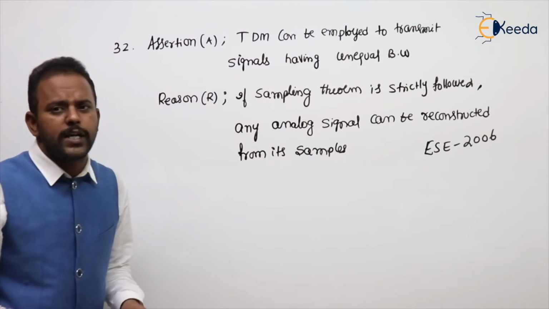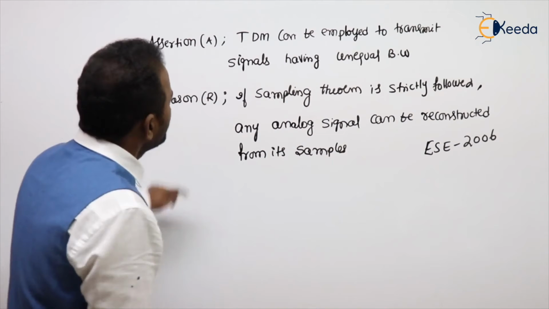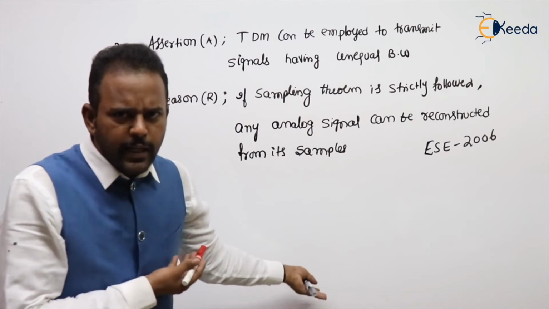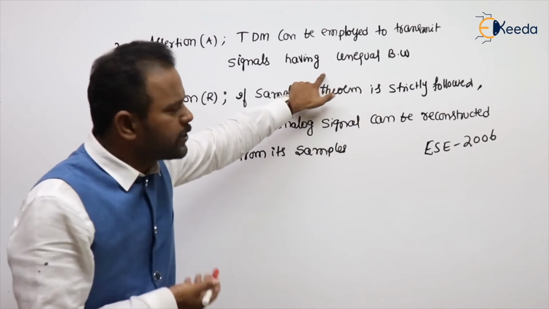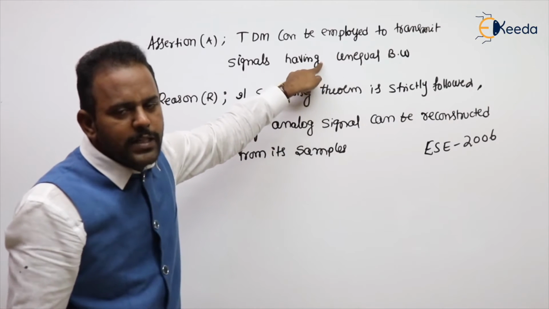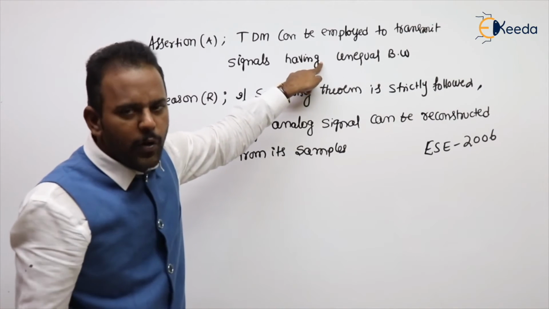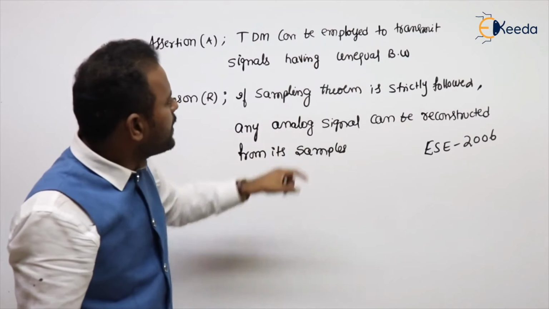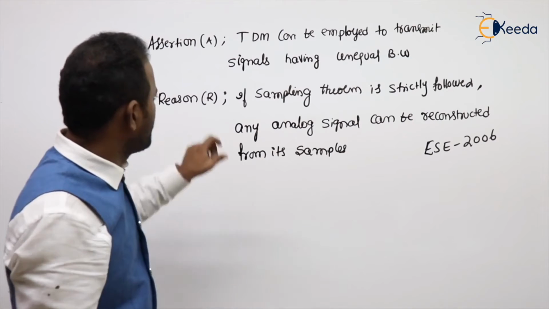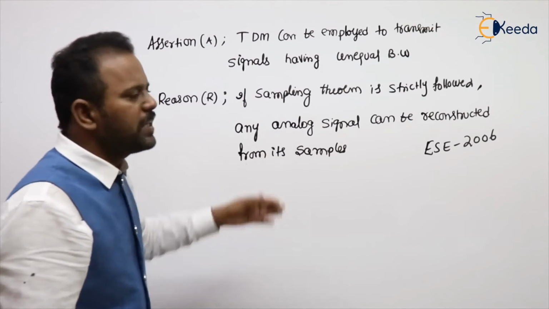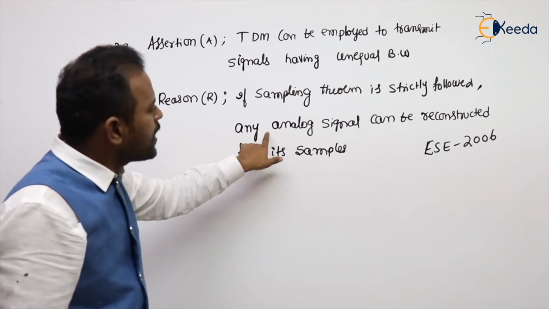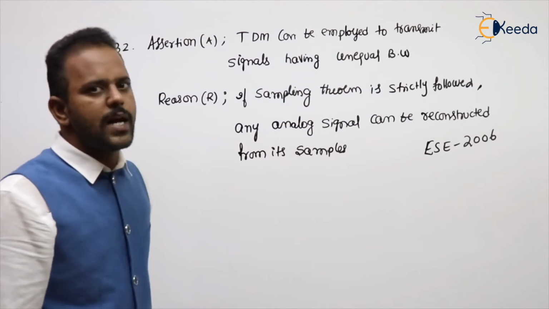First, see both statements individually. TDM can be employed to transmit signals having unequal bandwidth. Yes, as I showed in TDM, in this situation, to get the minimum bitrate, I told you to take the minimum value. If any signal has more, you can take more channels. So this is correct. Second one is the sampling theorem statement only: if sampling theorem is strictly followed, any analog signal can be reconstructed from its samples. Yes.